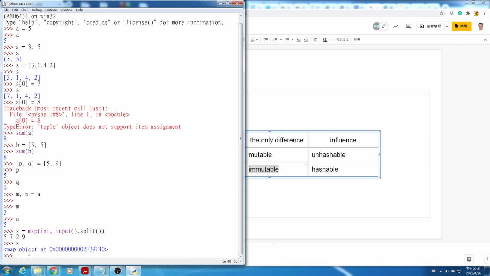Can we do this? Look carefully. A, B, C, and D is equal to S. Can we do that? How many values does S have inside? 4. Can we assign the 4 values of S into 4 variables on the left-hand side, which are A, B, C, and D? Can we do that?